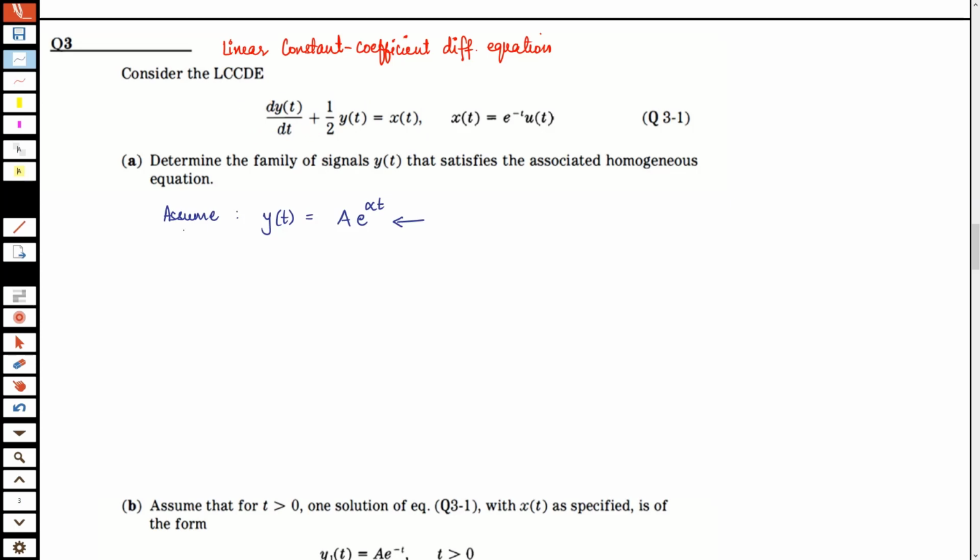And when we do that, we're basically saying the derivative of y(t), that means a alpha e to the power alpha t, this is dy by dt, plus half of y(t), so half of a e to the power alpha t. This is equal to x(t). What is x(t)? E to the power minus t u(t).